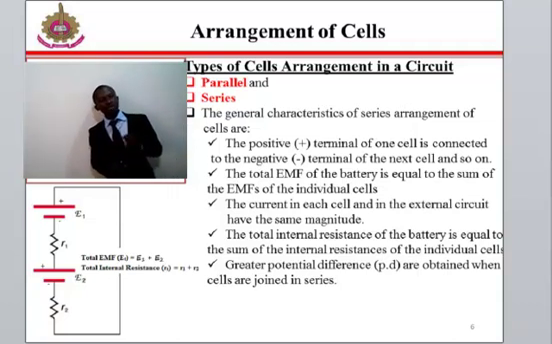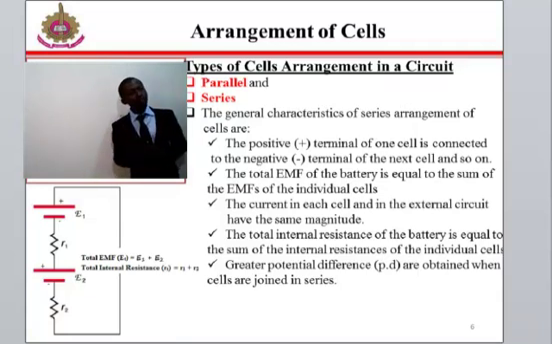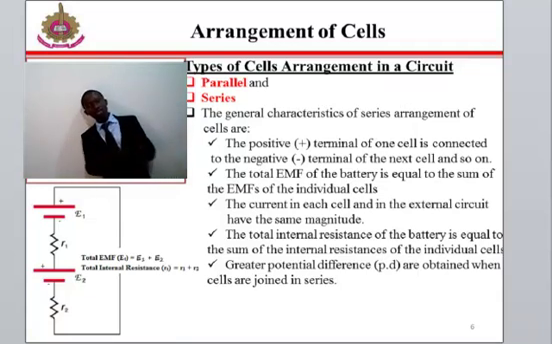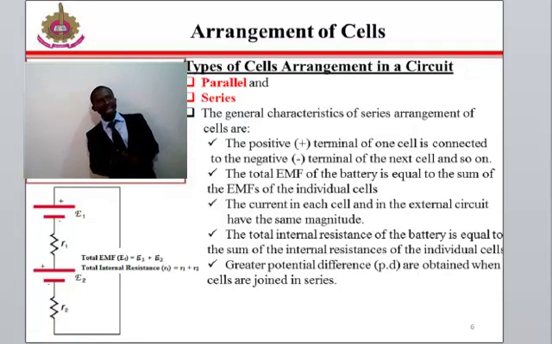However, if the voltage of one cell is greater than the voltage of the other cell, the effective potential difference will be the difference between the two potential differences. The disadvantage of series arrangement of cells is that their internal resistances, denoted by small letter r, add up together.